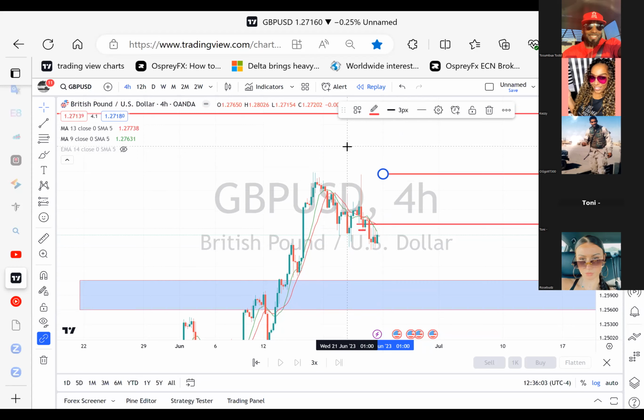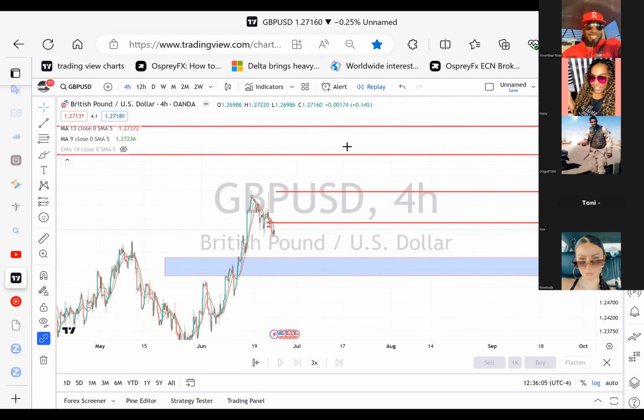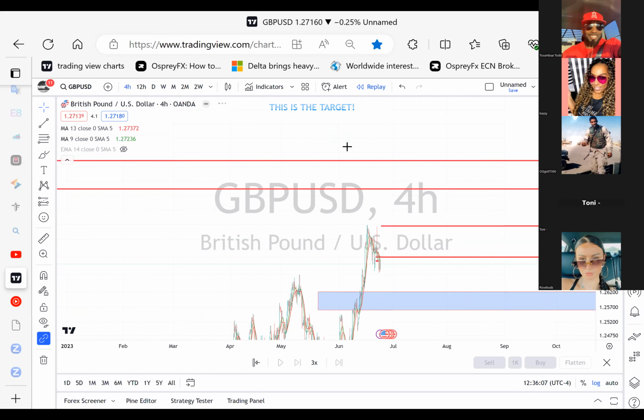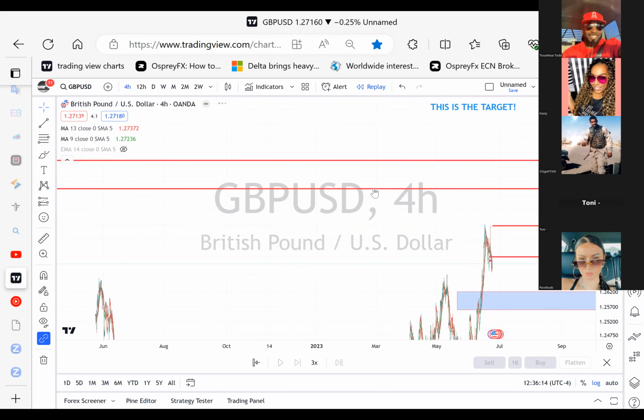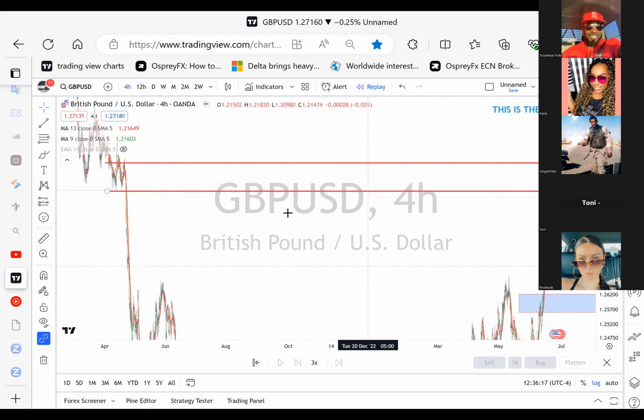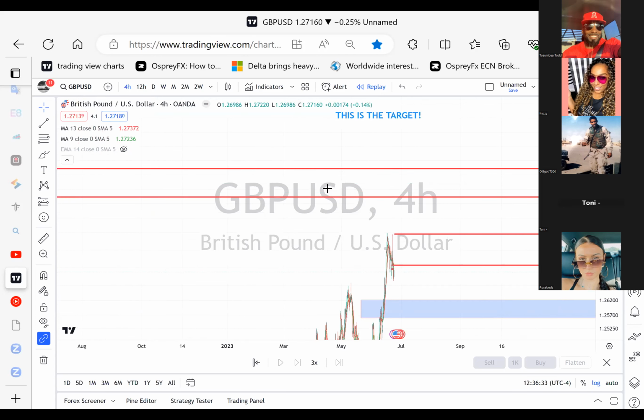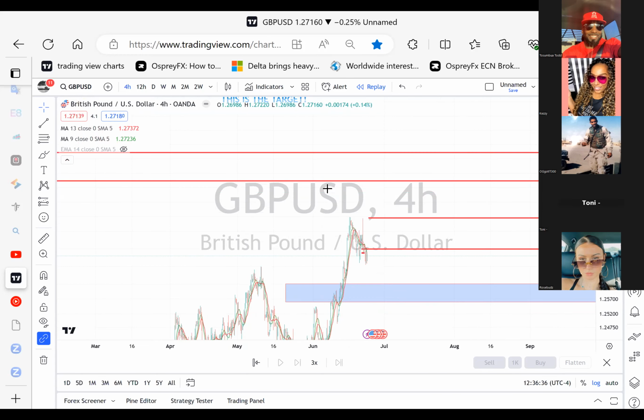I think, from my previous analysis, we have to get to this level at least, right? Preferably that second higher level. You see all this imbalance right here. Yep. So this is my first level that I think that we'll absolutely get to. Maybe even the second level or somewhere in between these two, which would be cool before we get a pullback.